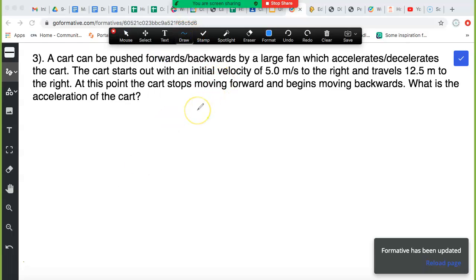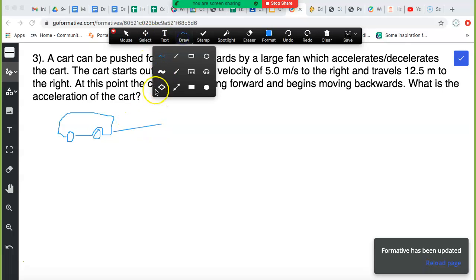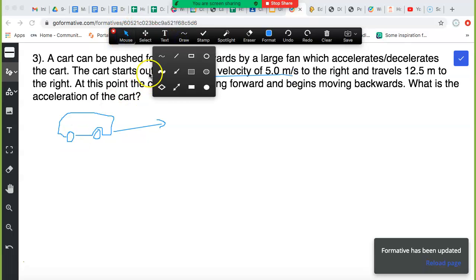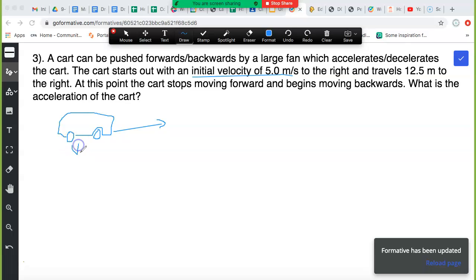I always encourage you to draw a picture whenever you're working on these problems. I think drawing a picture is really useful. So we've got a cart. Check it out, we've got some wheels, we've got our body. It's a great cart, and it's currently being pushed by a fan to the right. So we can give ourselves a nice little arrow. The problem tells us it has an initial velocity of 5 meters per second, so we can jot that down. Our initial velocity is 5 meters per second.